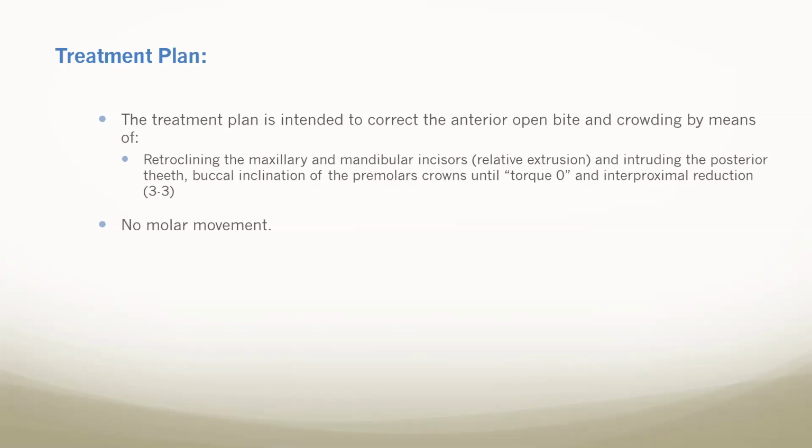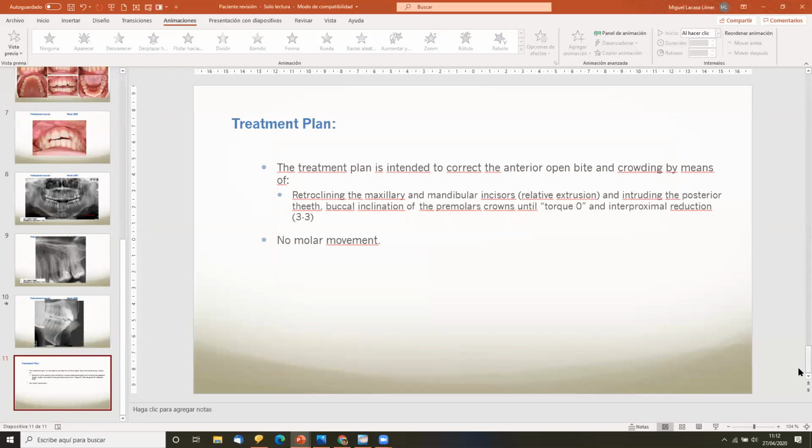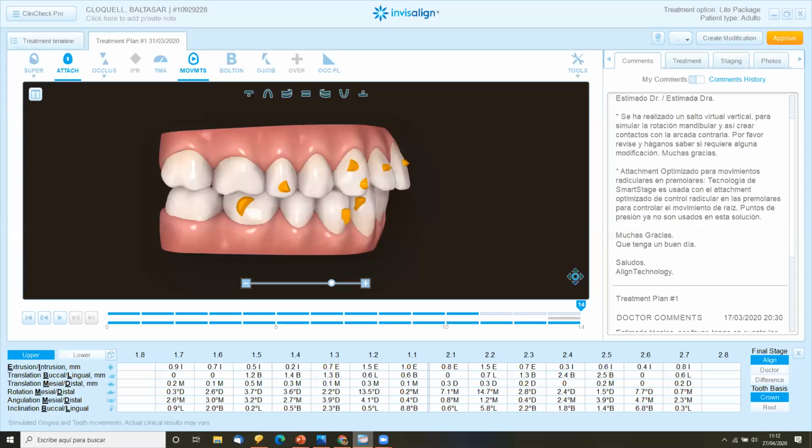Okay, let's go on. So the doctor, the orthodontist, decided retroclining maxillary and mandibular incisors, relative extrusion, and intruding the posterior teeth. Buccal inclination of the premolars' crowns until torque 0 and interproximal reduction. But after saying that, she says no molar movement. So we have here a minor or not a minor contradiction. Okay, let's go to the Clincheck, people.